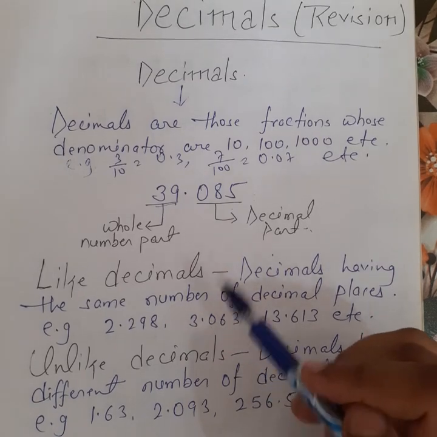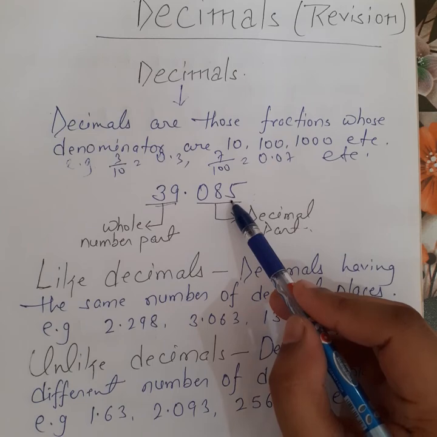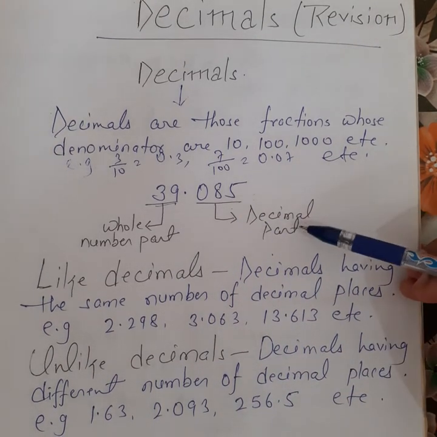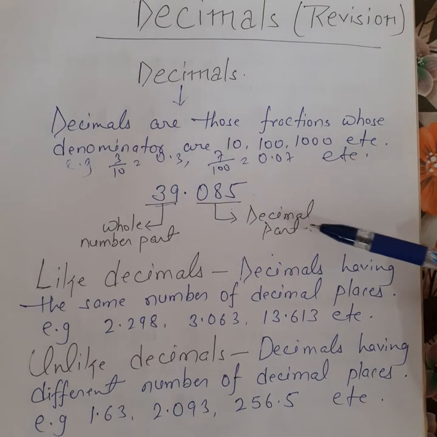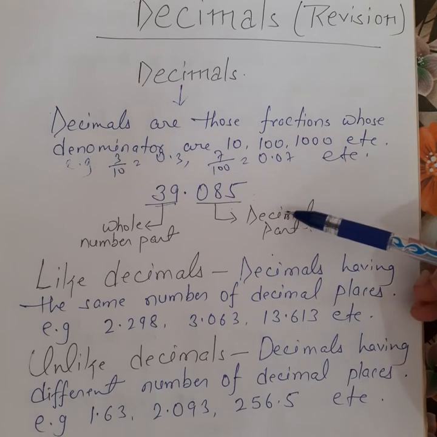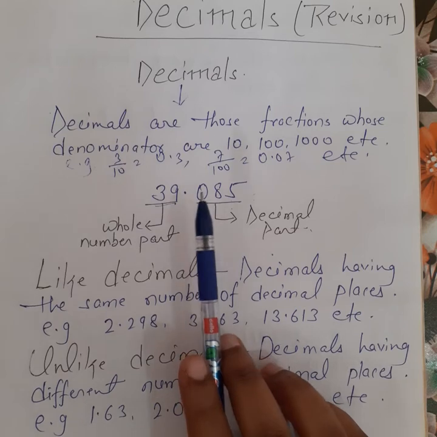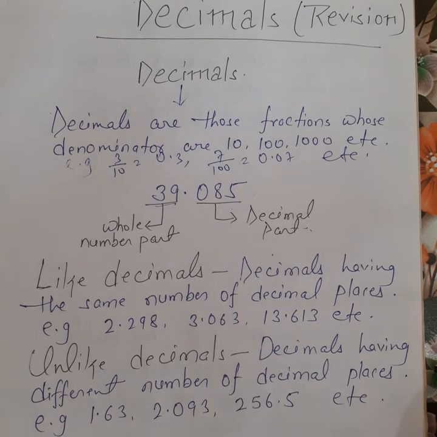Now decimal place. The number of digits contained in the decimal part is called decimal place. In this example, there are 3 digits, 1, 2, 3. So the decimal place becomes 3.